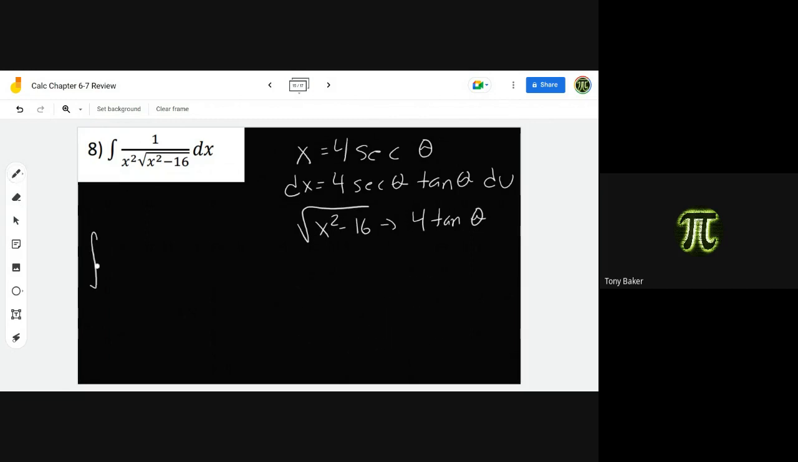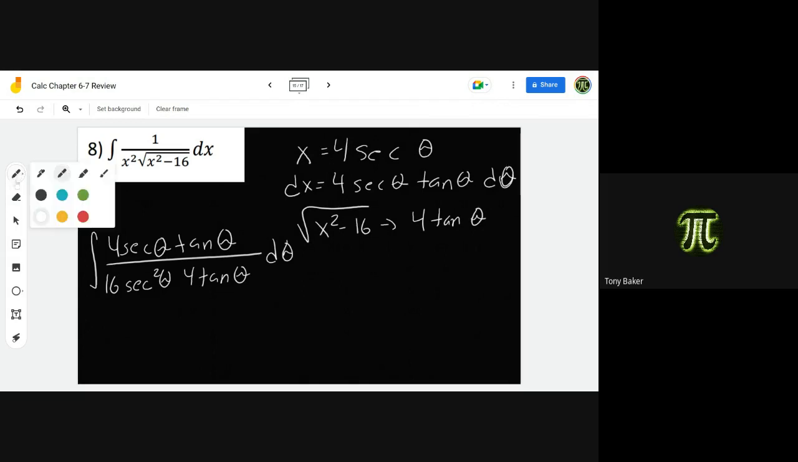All right, so I've got 4 secant theta tangent theta over 16 secant squared theta times 4 tangent theta d theta. So that top piece became that. And then the x squared became 4 secant theta squared, which is the 16 secant squared theta, times the 4 tangent theta, which was my square root.